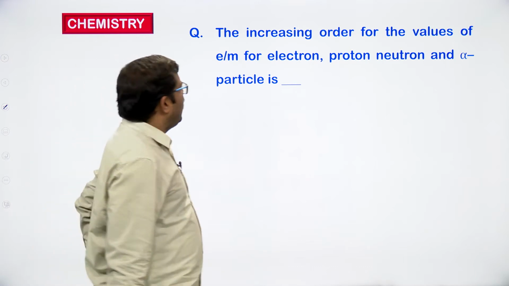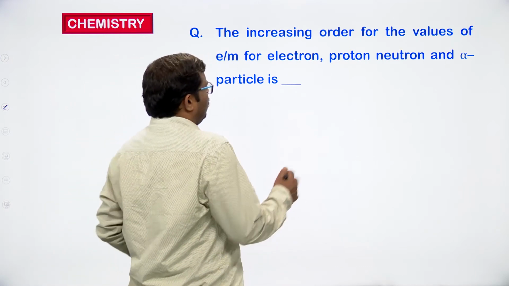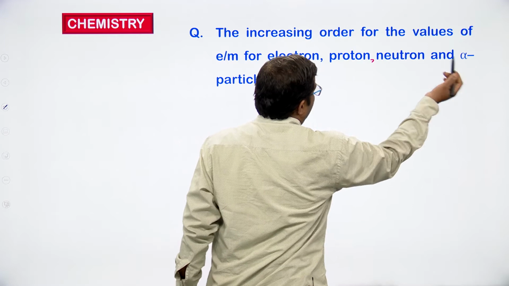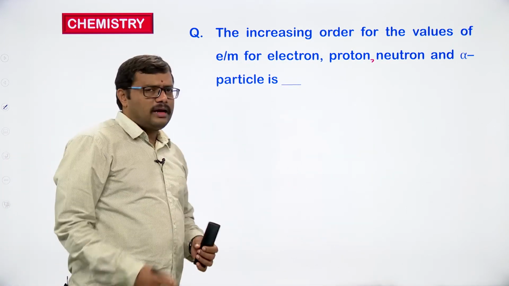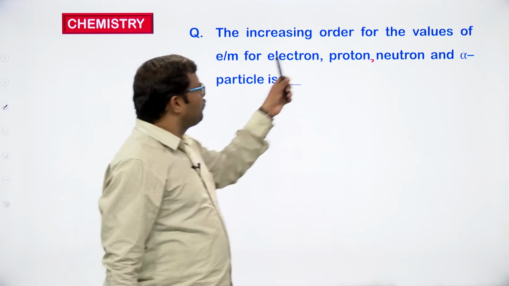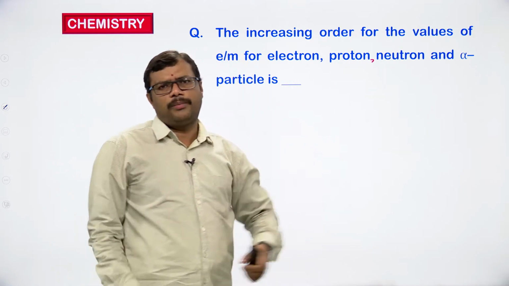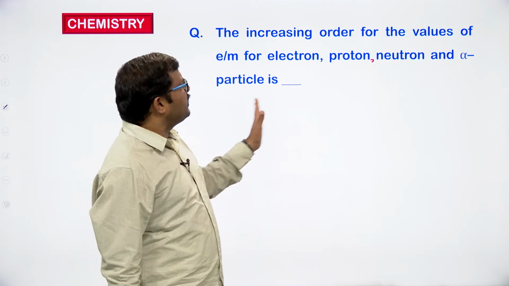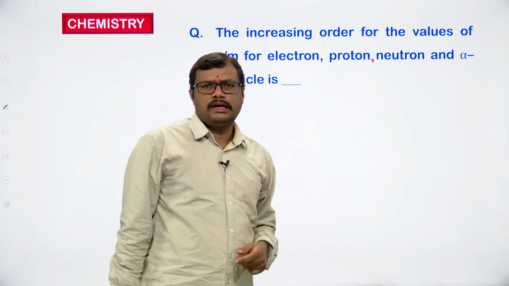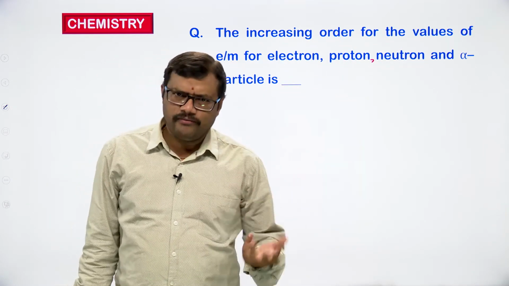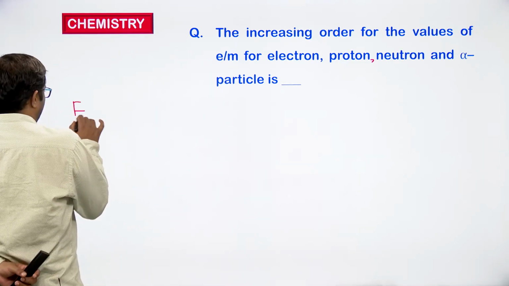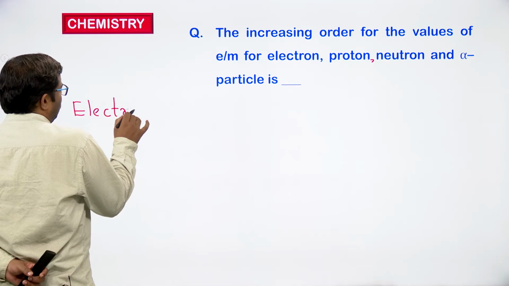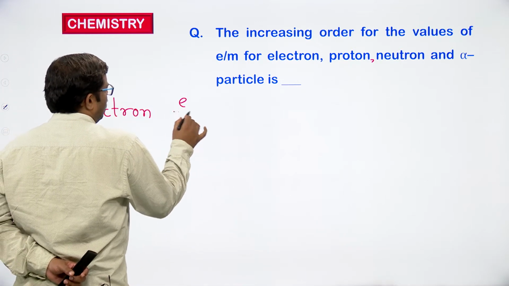Arrange in increasing order the values of E by M of electron, proton, neutron and alpha particle. So, we have to calculate the E by M value of electron, proton, neutron and alpha particle, and then arrange them in the increasing order of the values of E by M. First we will take electron. For electron, the E by M value.